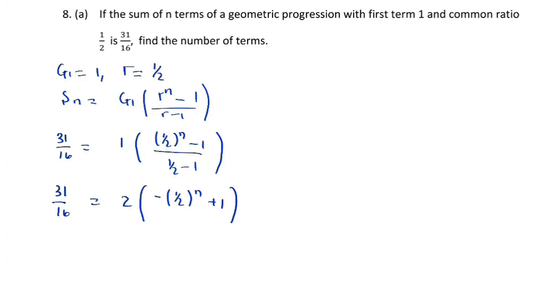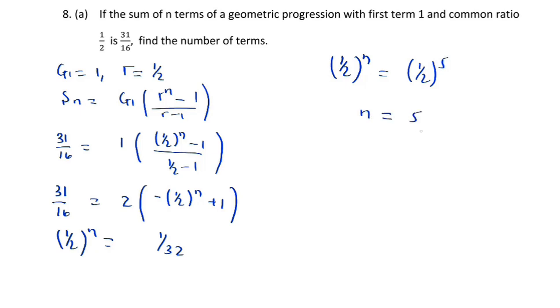Okay, so next let us divide by 2 both sides and make 1/2 power n the subject. We are going to have 1/2 power n equals 1/32. Okay, so next let us express the right hand side as an exponent of base 1 over 2. We are going to have 1 over 2 power n equals 1 over 2 power 5. Okay, so next let us compare the exponents. Since the bases are the same, we are going to have n equals 5, and this is the number of terms.